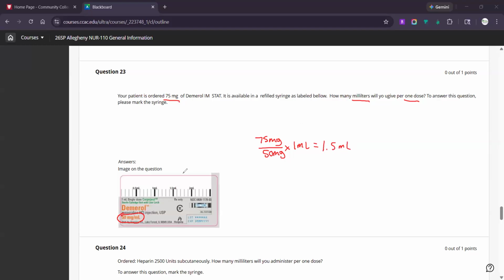Then I'm going to go here, and if we're on Blackboard, we're going to drop our pointer on the 1.5. If we're marking it, we might want to put a line here to indicate that you're marking it at the 1.5 mil.